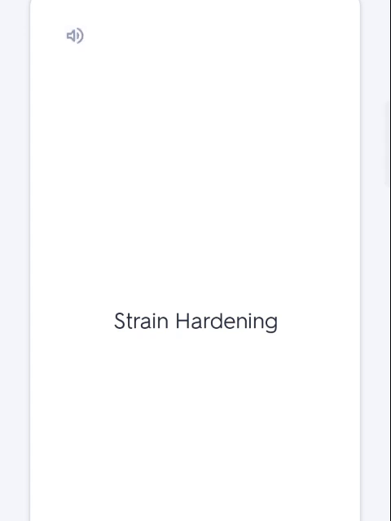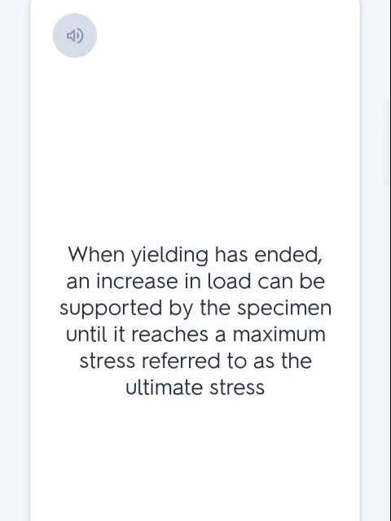Strain hardening. When yielding has ended, an increase in load can be supported by the specimen until it reaches a maximum stress referred to as the ultimate stress.